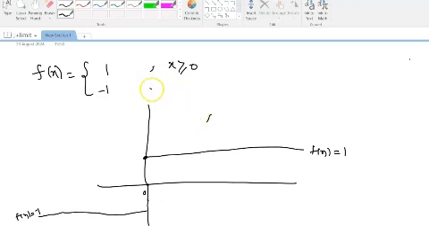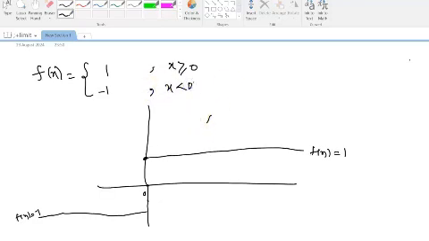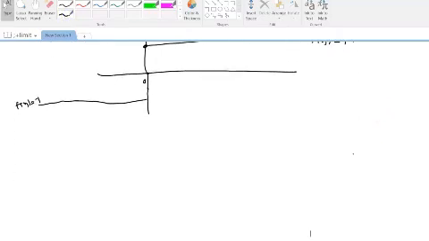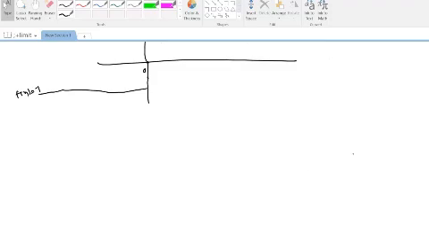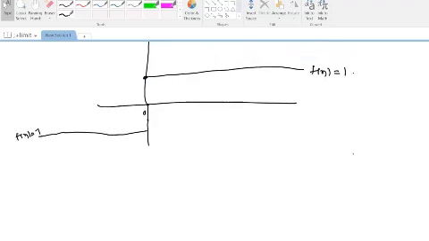Yeah. So x is less than 0. Now let's see the limit of this function when x is tending to 0. Does it exist or it doesn't exist? And if it exists, what should be the value of the function?